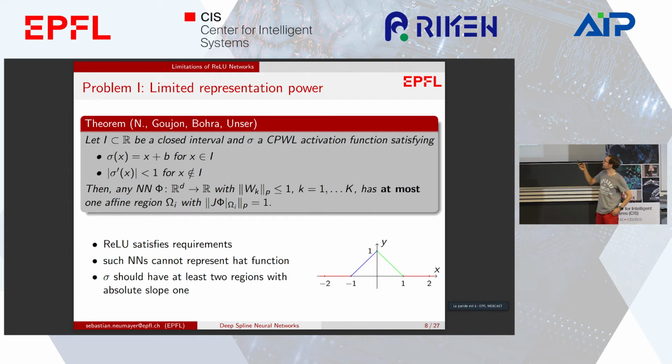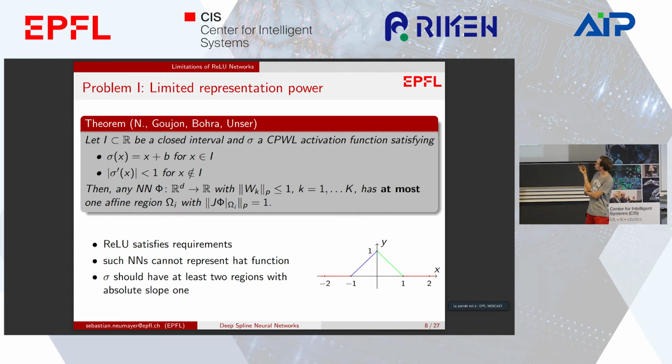Then any neural network with norm-constrained weights and this activation function has at most 1 affine region on which the Jacobian is maximal. At first, it sounds a bit cryptic, but let's look at the requirements. We clearly see that ReLU satisfies the requirements. It is the identity on the positive real numbers, and it has slope 0 on the rest, so it fits into the framework.